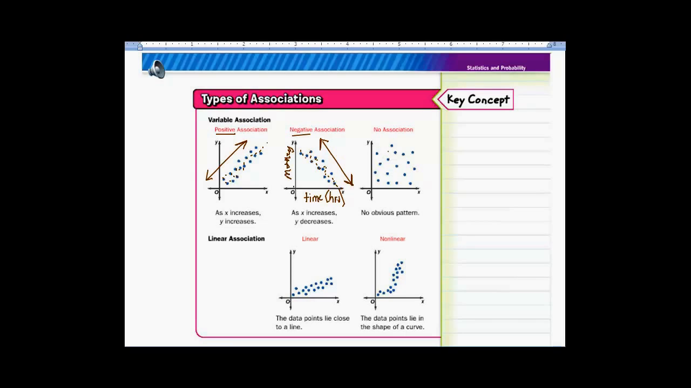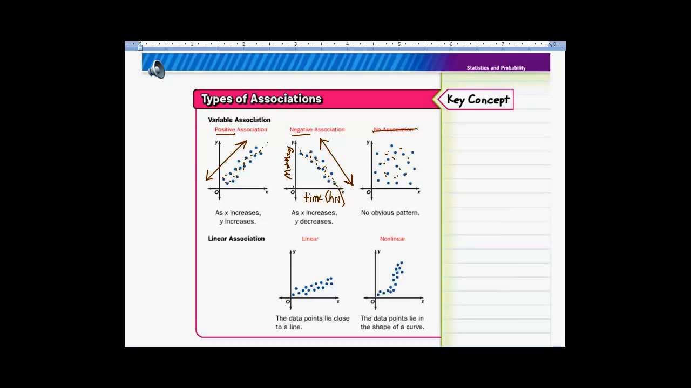Now, this one is just saying there doesn't seem to be a trend in this at all. The dots are just all over the place. You can't really derive any kind of pattern from that whatsoever. Things are just random. That means that there is no association, and that's what you would put. So positive, negative, no association.